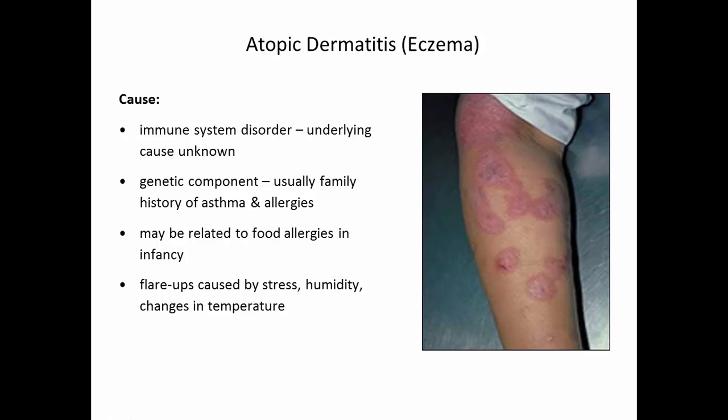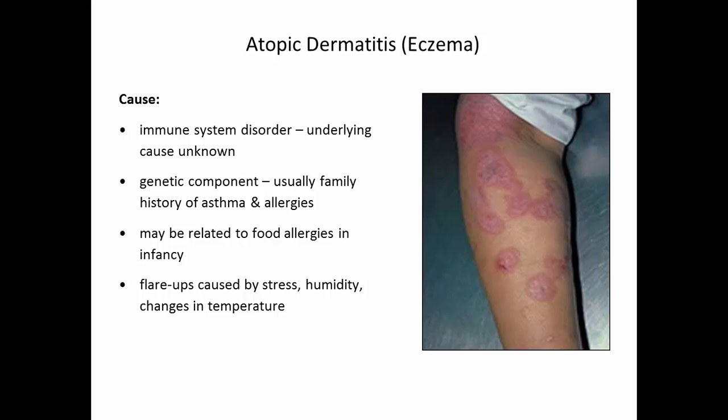A skin disorder that is related to the immune system, but we're not exactly sure how it's related, is eczema or atopic dermatitis. And again, we're not exactly sure what the underlying cause is. We do know that it runs in families along with asthma and allergies. So those 3 different conditions, asthma, allergies, and eczema, tend to run together in families.